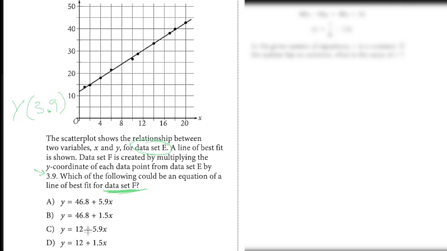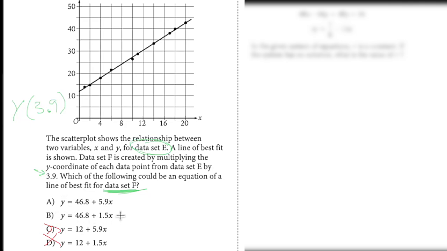But let's check the y-intercept first. It looks like the y-intercept here is 12, which means if we multiply by 3.9, it's not going to be 12, so it's not C or D. And then we need to look at the slope. So what is the slope going to look like? I could do the slope formula here, change all the y-coordinates and mess with that. Or I could just plug in the equations to Desmos and see which one matches. I think I'm going to use Desmos because I'm kind of a lazy guy.